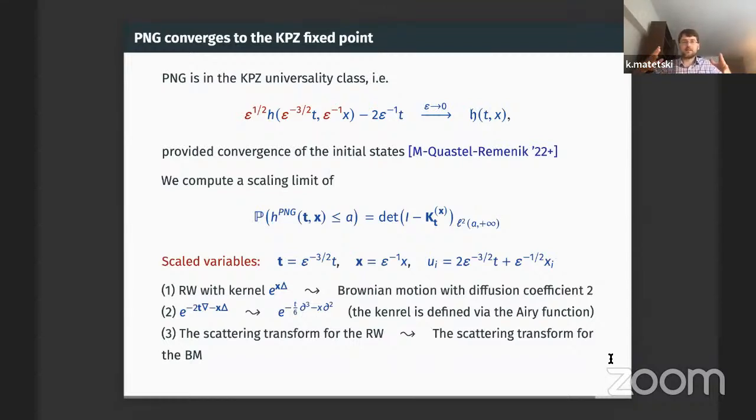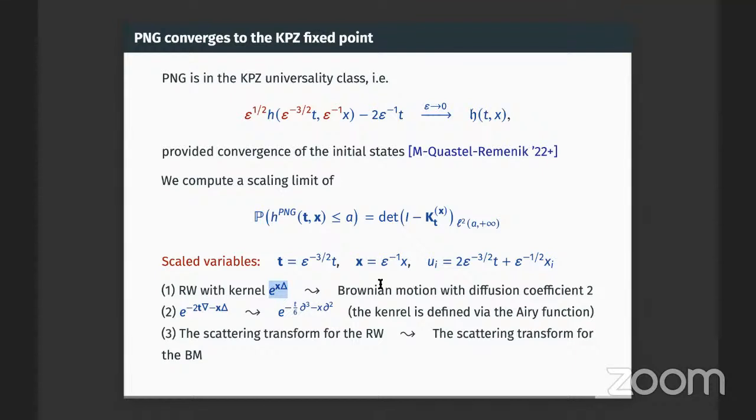And again, something similar happens as when we go from TASEP to PNG. When we rescale the variables, all the components of the kernels in the pre-limiting determinant are replaced by analogous limiting components in the limit. So what it means is the following. If we rescale time, we rescale space, we rescale the ui, the variables inside the Fredholm determinant, then when we take the limit epsilon goes to zero, the random walk generated by the discrete Laplacian is replaced by a random walk generated by the continuous one.